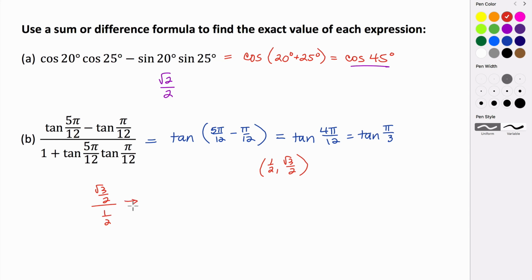Change this into a multiplication problem. It's square root of 3 over 2 times the reciprocal of our denominator, 2 over 1. These cancel, and we're left with the square root of 3. So this whole thing is really just another way to write the tangent of pi over 3. And we know that to be rad 3.